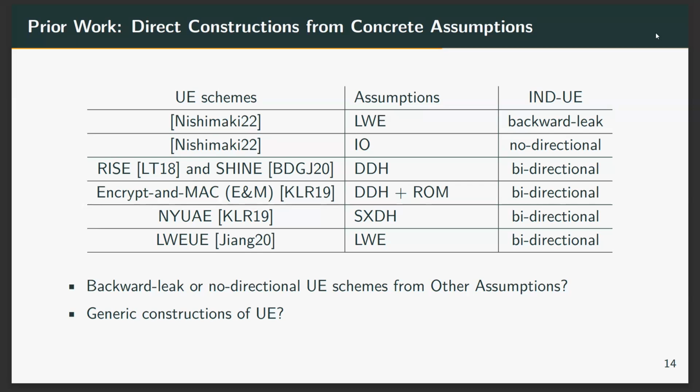Okay, so maybe I will ask a question. You said that the only known backward leak unidirectional updatable encryption that is known is due to Nishimaki, which is based on LWE. And we also know fully homomorphic encryption from LWE. So one thing I am curious about is, if you instantiate your homomorphic public key encryption from LWE and then apply your generic technique, will you essentially end up getting Nishimaki's construction, or will you get something different? It is something different.